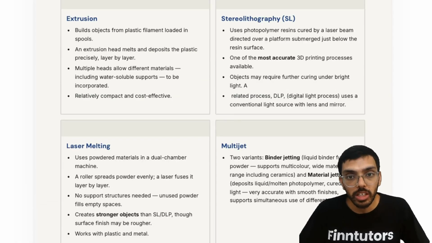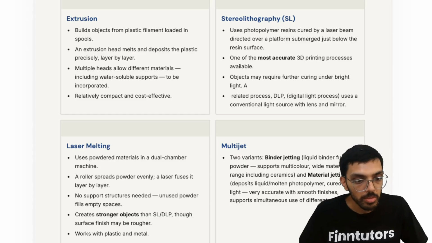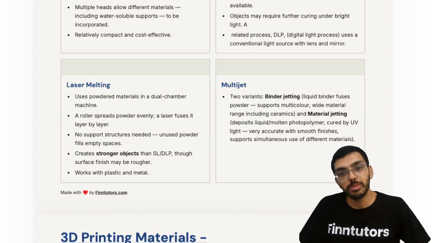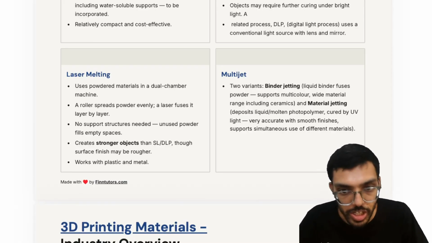So if you want accurate, you go stereolithography. If you want cost effective, you go extrusion. If you want a stronger object, you go laser melting. And last we have multi-jet. There are 2 variants here, binder jetting and material jetting.